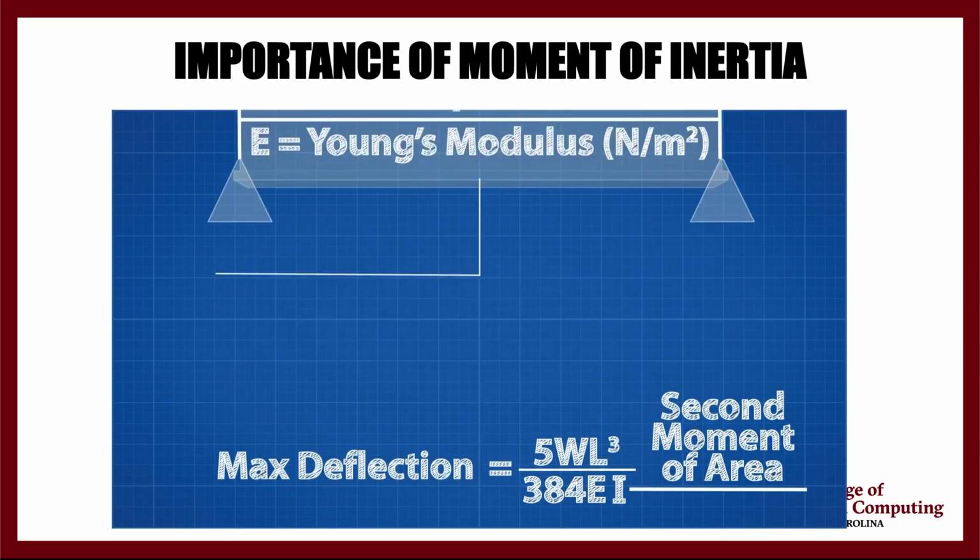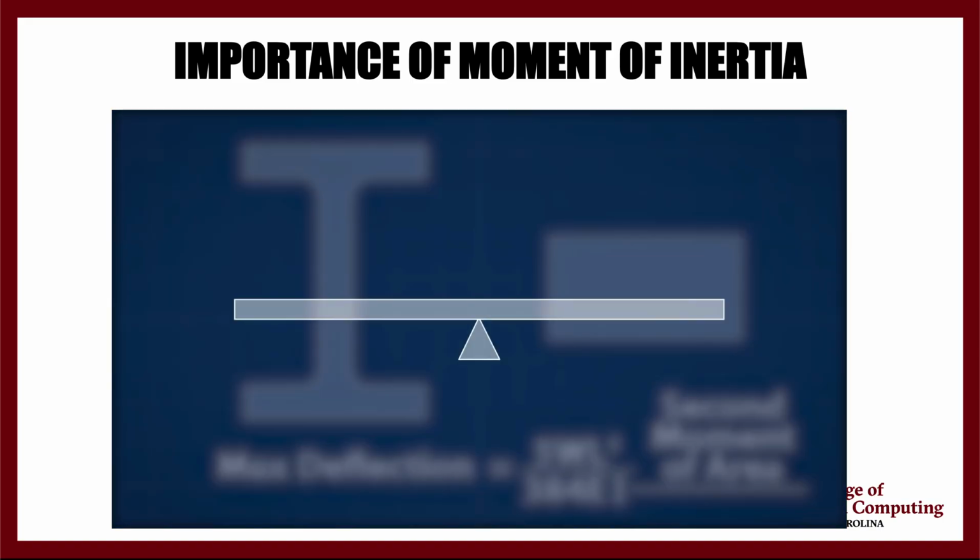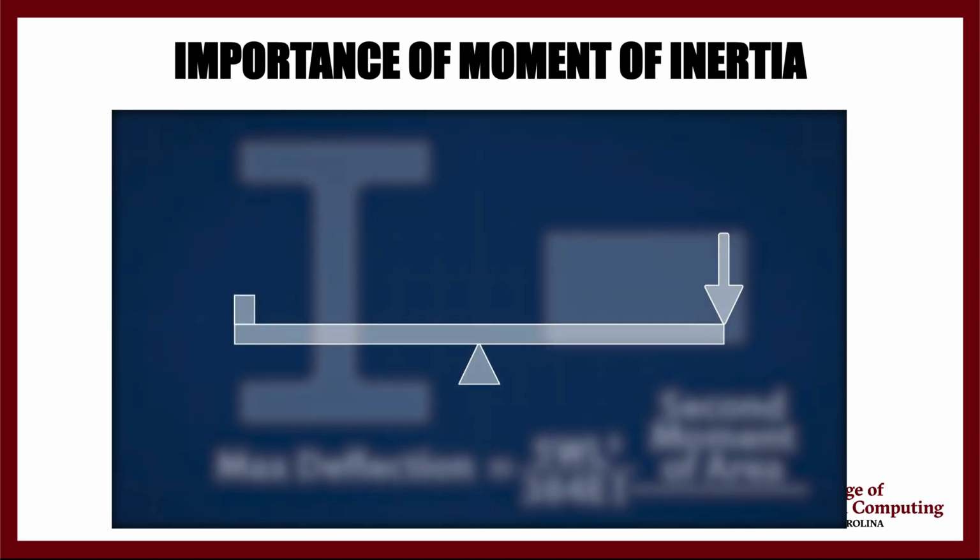More specifically, it describes how the material is distributed throughout the shape. These two shapes have the same area, but that area is distributed very differently, and that is very important. A seesaw is a good analogy for this idea. When we place weight in the middle, it is very easy to lift. In fact, if we place it exactly over the middle, we aren't lifting it at all. But the further we move that weight to the end, the more difficult it is to lift, due to the increasing leverage. A very similar thing happens with beams and bending.